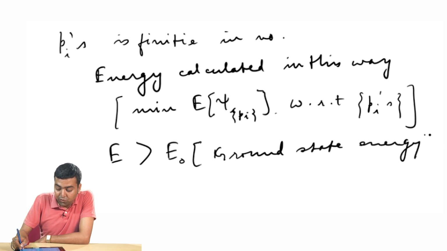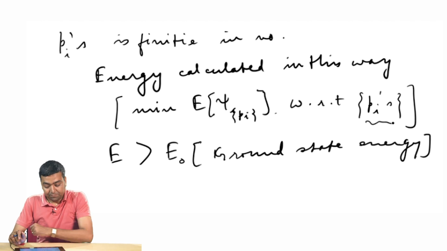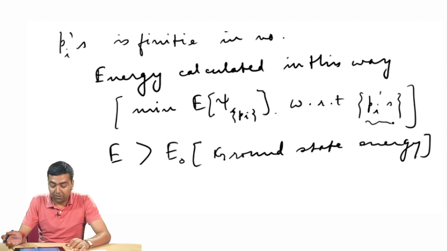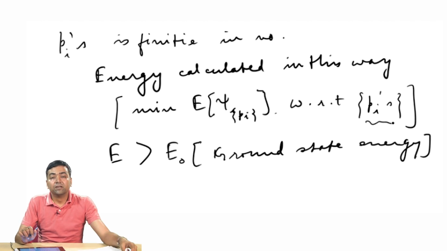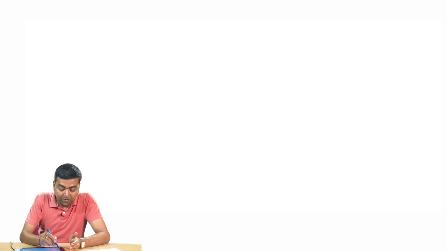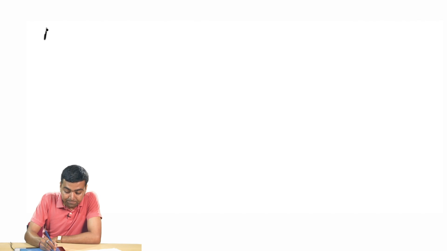So what I can do is, by increasing the number of phi's in my expansion, I can gradually converge towards the ground state. So this is the basic principle of the variational principle, and we will soon show that this leads into writing the Schrodinger equation in a matrix form. So now we will go to the matrix formulation of the Schrodinger equation.